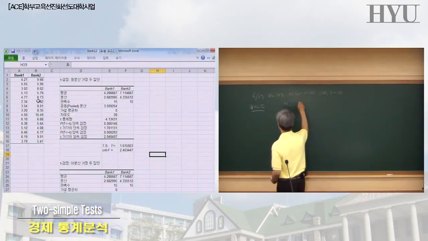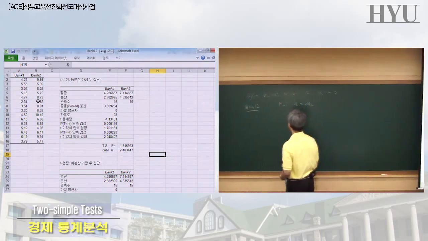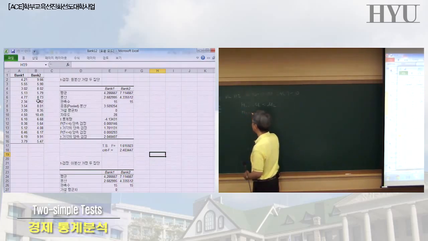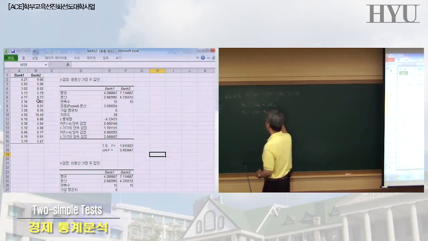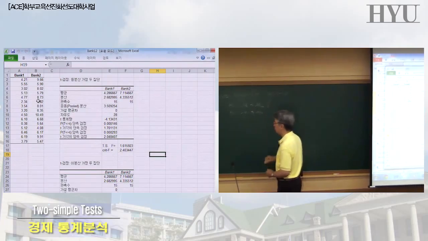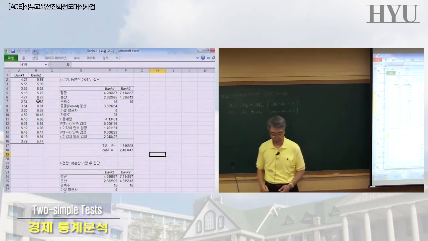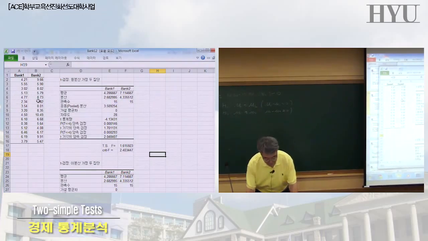Null hypothesis: mu1 is equal to mu2. Alternative hypothesis: mu1 is not equal to mu2. Or you can write it this way: mu1 minus mu2 is equal to 0, and mu1 minus mu2 is not equal to 0. It's up to you, okay? Or if you want, you can run the one-tailed test. So we have the data here, 15 observations from each sample.